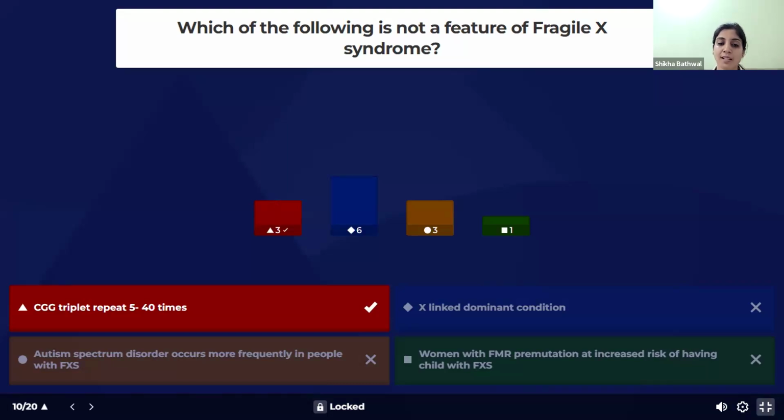It's not a feature. And autism and attention deficit disorder are quite common in Fragile X syndrome. So A is the correct answer.